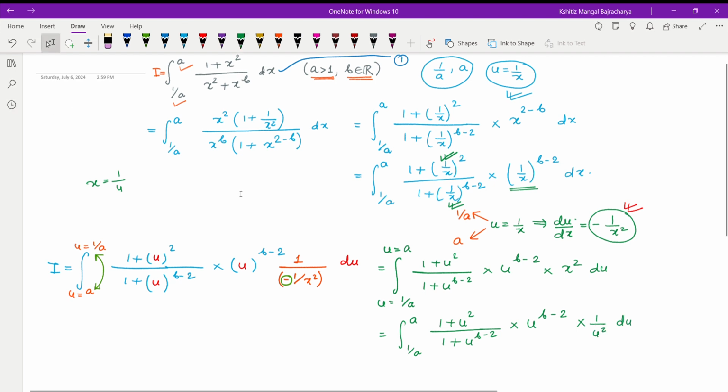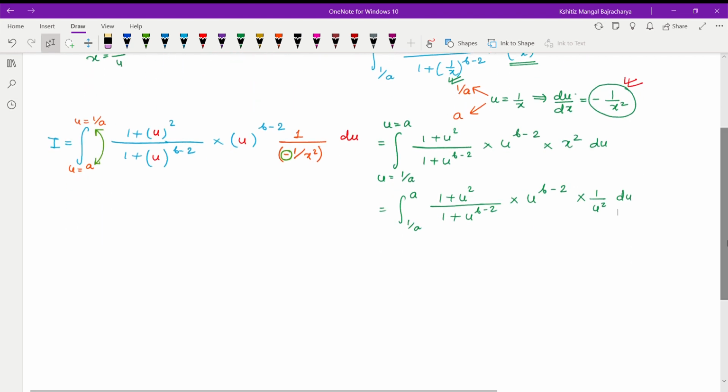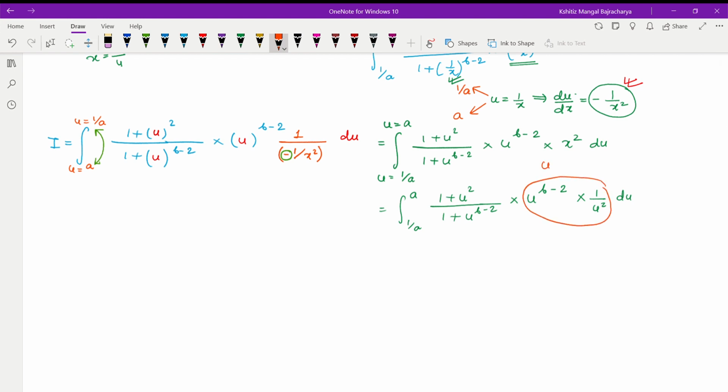Now let's simplify this one. This part will simplify to give us u raised to the power b minus 4. This is it. So let's call it equation 2. Now if we add the two equations, on the left hand side we're going to get I plus I, which is equal to 2I, and on the right hand side we're going to get the same limits of integration.